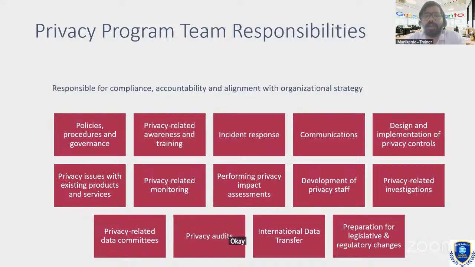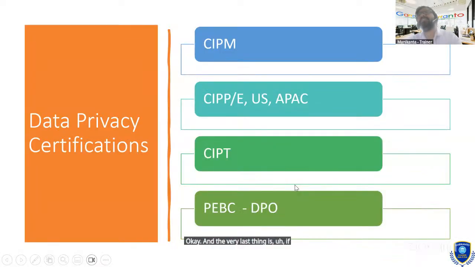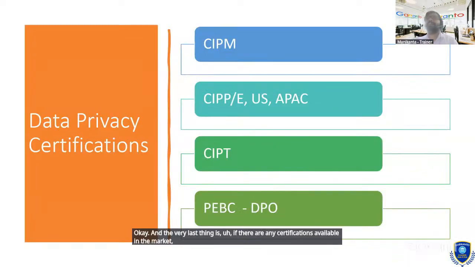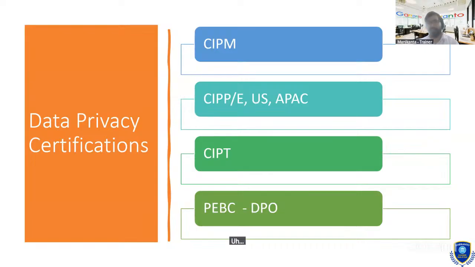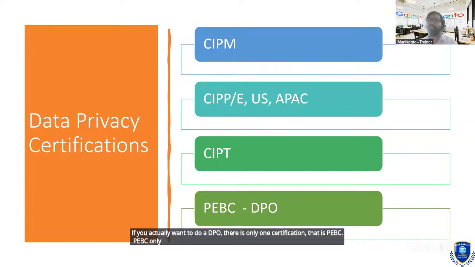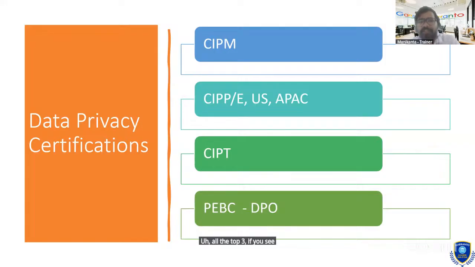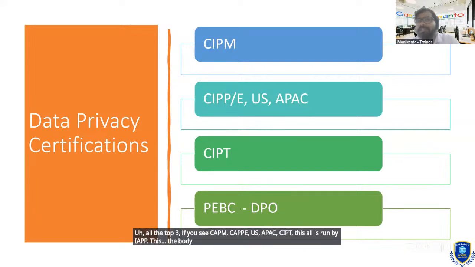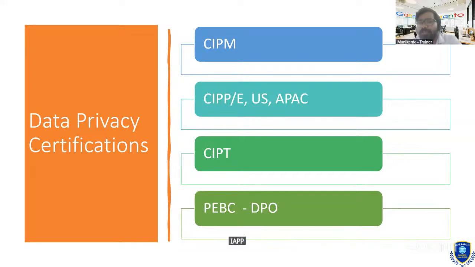Okay. And the very last thing is whether there are any certifications available in the market. If you actually want to become a DPO, there is only one certification, that is PECB. PECB only offers DPO certification. All the top three, if you see CIPM, CIPP/E, CIPP/US, CIPP/A, CIPT, these are all run by IAPP. The body is called the International Association of Privacy Professionals. IAPP runs the top three.